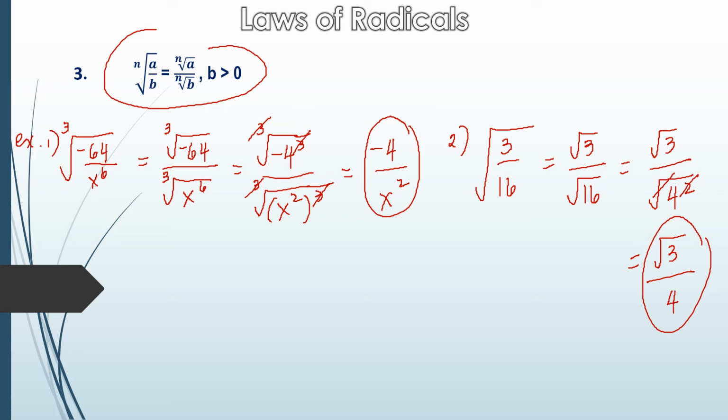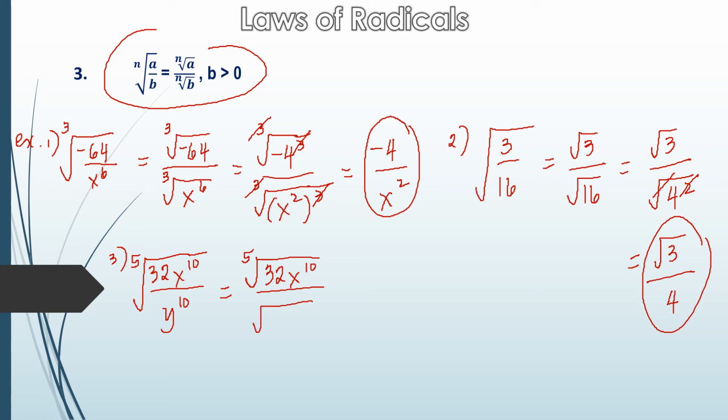So therefore, we have the square root of 3 over 4. Let's have another one. Let's say we have the 5th root of 32 x raised to the 10th power over y raised to the 10th power. So applying the given law of radical, this is the same as the 5th root of 32 x raised to the 10th power over the 5th root of y raised to the 10th power.